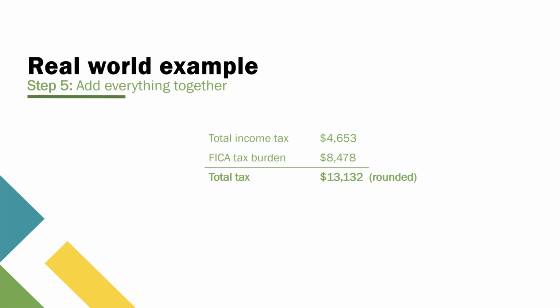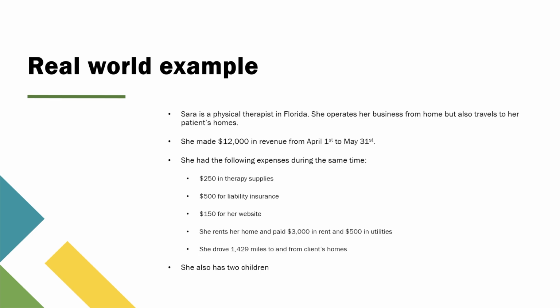Step 5 is pretty simple, just adding everything together. Add up the income tax, add up the FICA tax. We calculated those in 2 separate steps, and we get a total tax of $13,132. Now, here's another step that's missed often, especially if you're just taking a flat rate of, say, 30% and you're not really doing the full calculation.